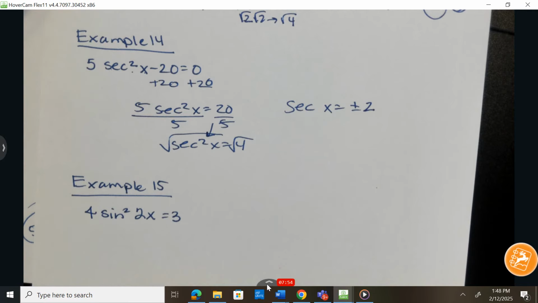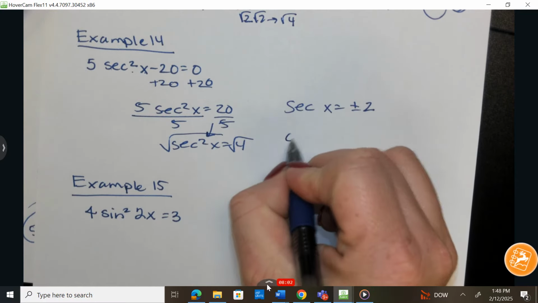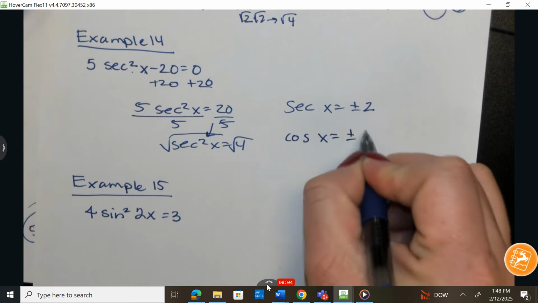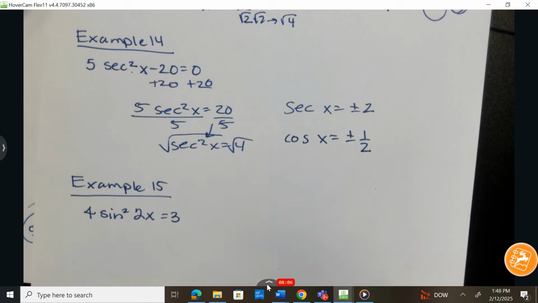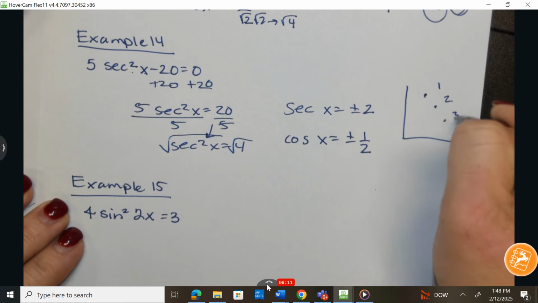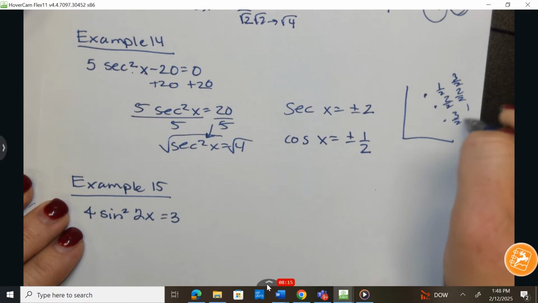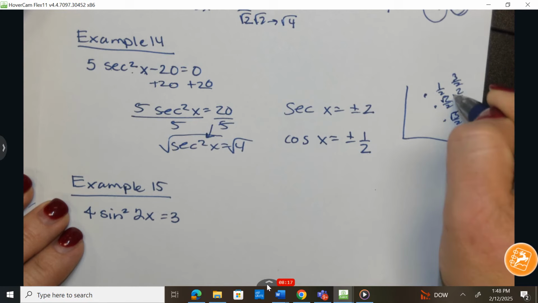Like example number 12, secant is not one of the primary trig functions, sine, cosine, and tangent. But I recognize that secant is the reciprocal of cosine. So the cosine of x is plus or minus 1/2. Where do I find that? Well, let me draw. I have 1, 2, 3, 1, 2, 3. 2's are on the bottom. Square root, square root, square root, square root.